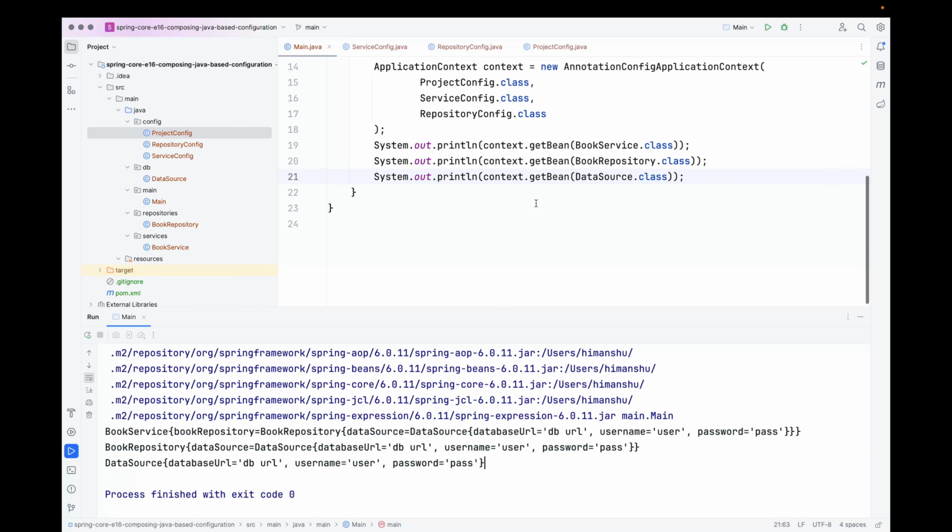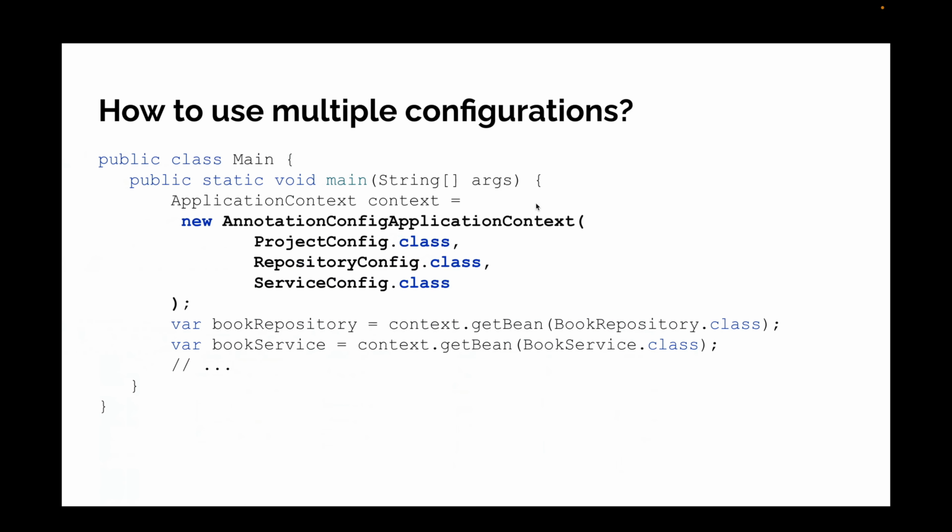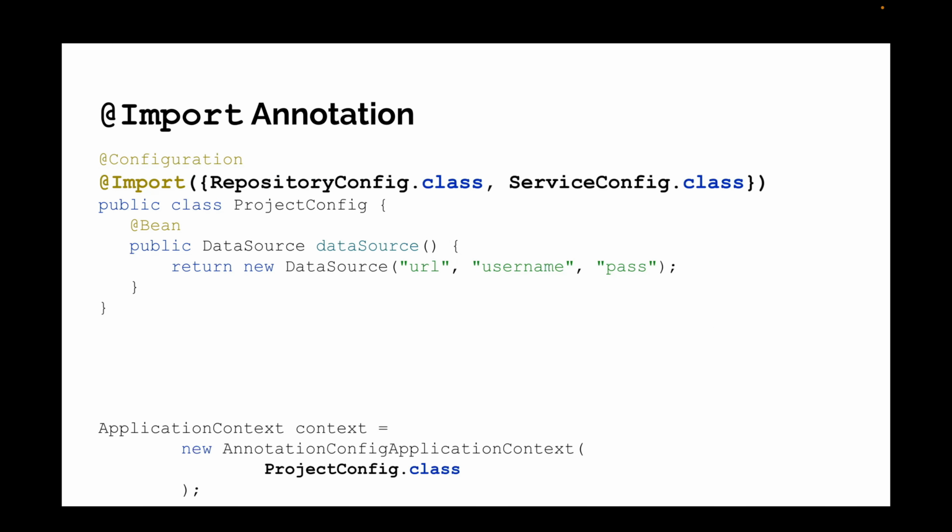So this is working fine. Now there is another method by which we don't have to mention all the configuration classes while creating the application context. We can just mention the one configuration class. For that we need to use the @Import annotation.